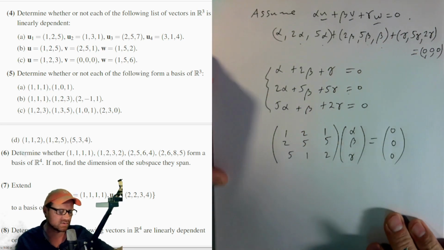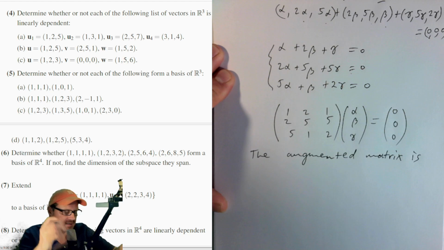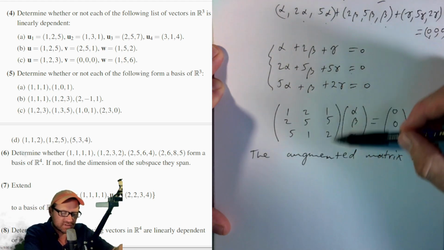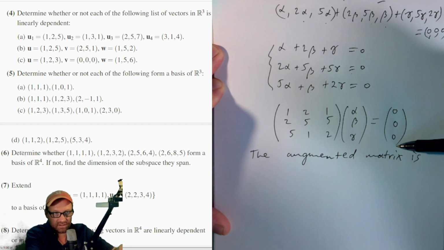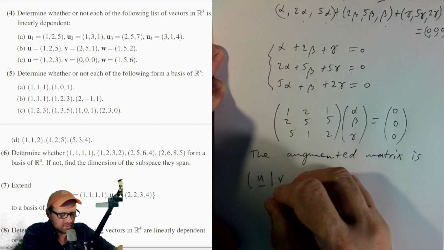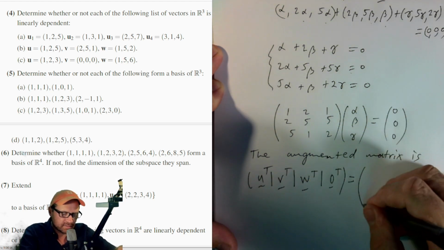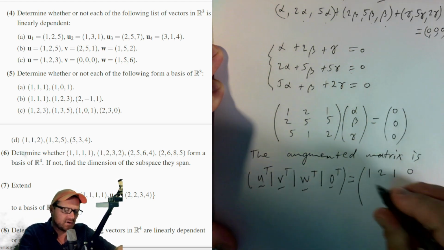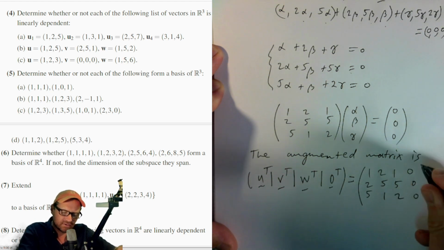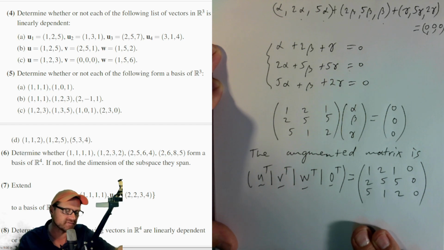Now to solve this, we can write the augmented matrix. So the augmented matrix is, notice what the columns are, U transpose, V transpose, W transpose, 0 vector transpose. So let's note this because some people like to go straight to this point, which is fine, I think. Okay, and this is the matrix 1, 2, 1, 0, 2, 5, 5, 0, 5, 1, 2, 0, which we are going to row reduce, seeking the row reduced echelon form of this matrix.